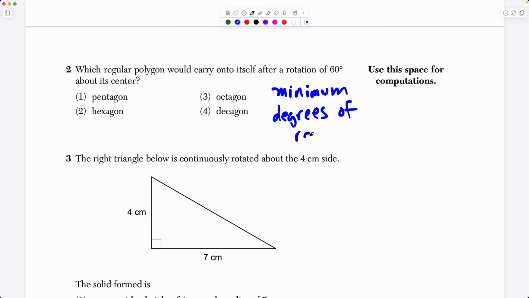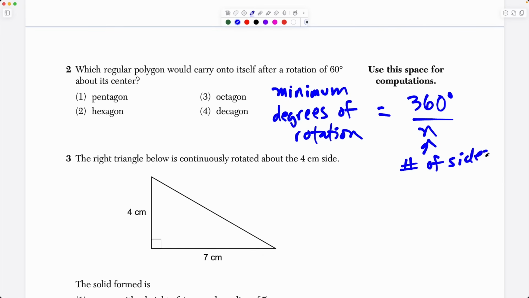Okay, so the minimum degrees of rotation is equal to 360 degrees divided by n, where n is the number of sides. Okay, so the number of sides, and this works for regular polygons, okay, not for all polygons. Regular polygons are polygons where all sides are equal in the shape and all inside angles are equal in the shape. So here, the math that I'm thinking about is 360 divided by n equals 60.